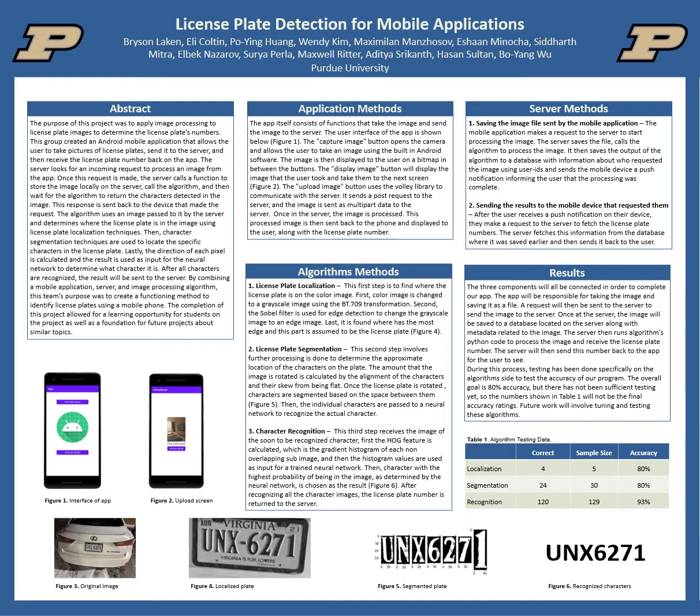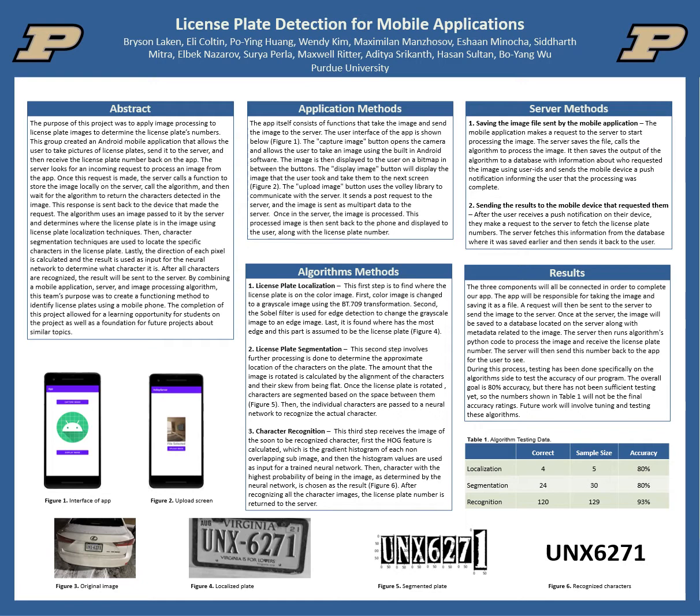So we've come up with various results as we've done this project, and the three components that we discussed will all be connected in order to complete the app. The app will be responsible for taking the image and saving it as a file, and a request will be sent to the server to send the image to the server. Once at the server, the image will be saved to a database located on the server along with metadata related to the image. The server then runs the algorithm's Python code to process the image and receive the license plate number, and the server will then send this number back to the app for the user to see.